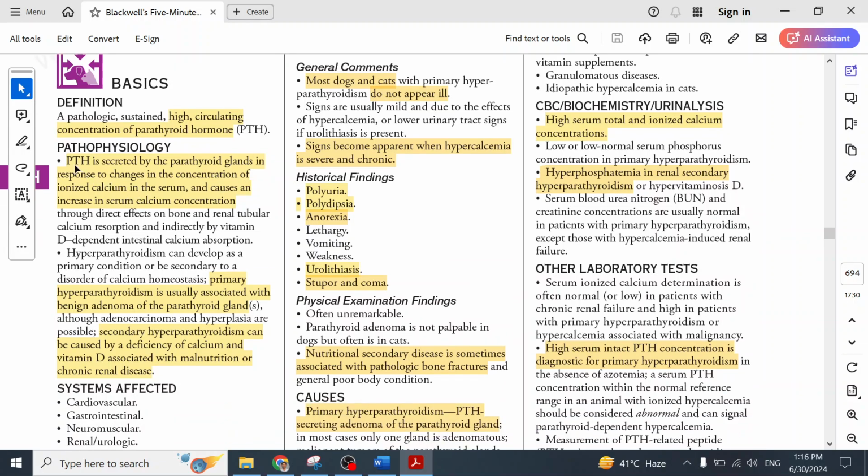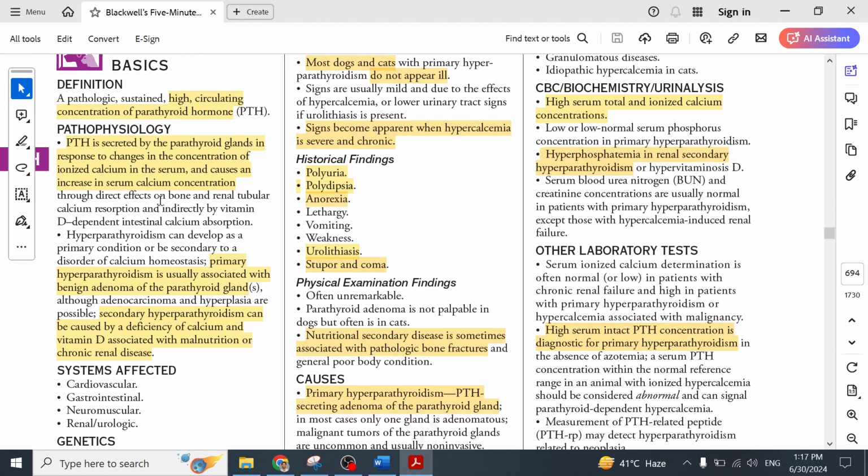Pathophysiology. PTH is secreted by the parathyroid gland in response to change in the concentration of ionized calcium in the serum, and causes an increase in serum calcium concentration. So the PTH level only increases in response to calcium. Whenever there is an increase in calcium, there is an increase in PTH through direct effect on bones and renal tubular calcium resorption. These are both effects of the PTH.